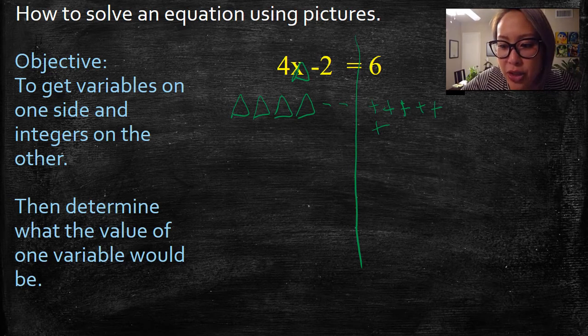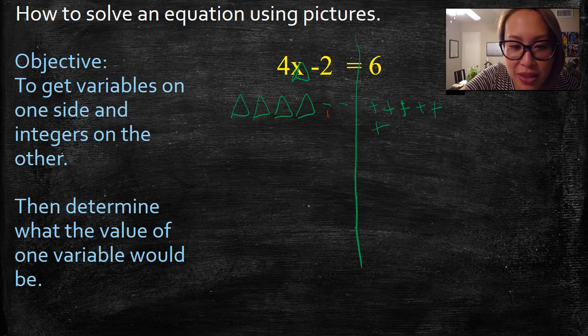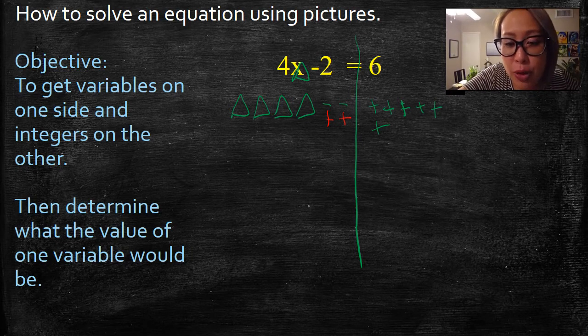And then we're going to go back to our objective. What is the objective? Well, I want my variables on one side. So that means I want my triangles on one side. Are my triangles on one side by themselves? Well, the triangles are on the left side, but then I also see those 2 negatives. I don't want those 2 negatives there. So in order to get rid of those 2 negatives, I have to put in 2 positives. And property of equality says that if I put in 2 positives here, I have to put in 2 positives on the other side as well.